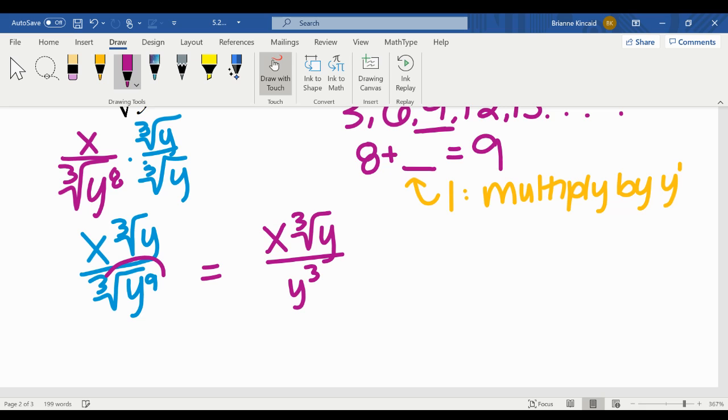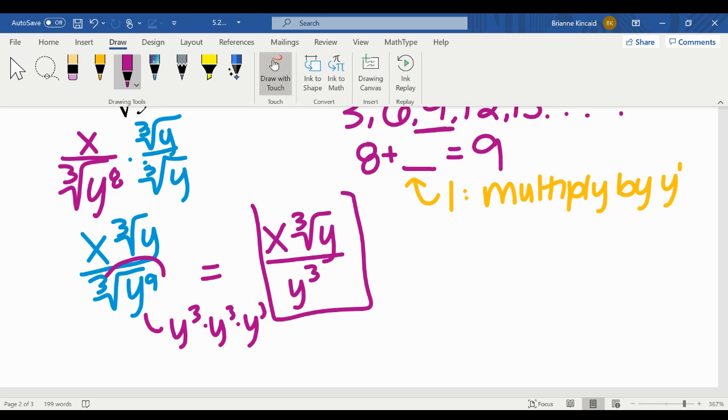over y to the 3rd, because you can break up this y to the 9th as y cubed, and y cubed, and y cubed, which is why it comes out in front as y cubed, because you have 3 of them. So our final answer is going to look like that.